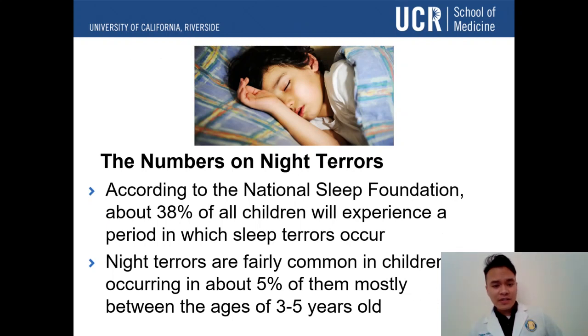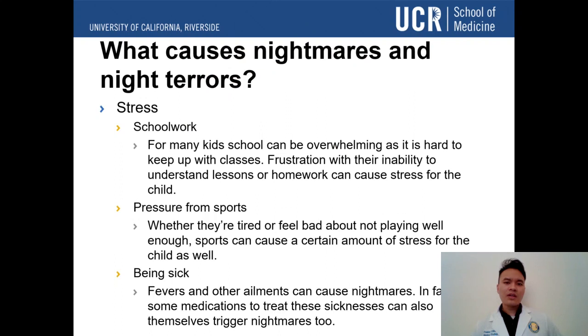Specifically night terrors, according to the National Sleep Foundation, about 38% of all children will experience a period in which sleep terrors occur. Night terrors are pretty common in children, even though they're less common than nightmares, occurring in about 5% of them, mostly between the ages of 3 to 5 years old. So we're getting them, or the kids are getting them.